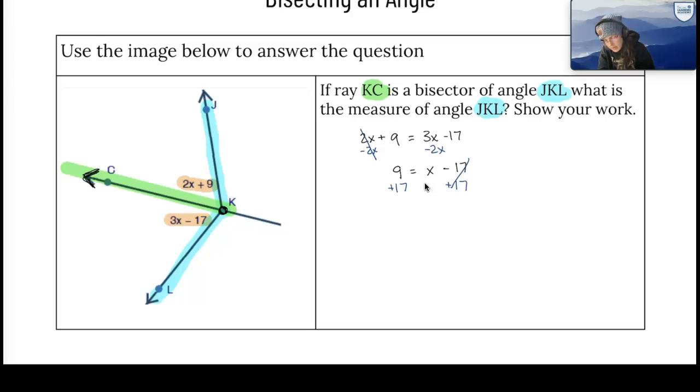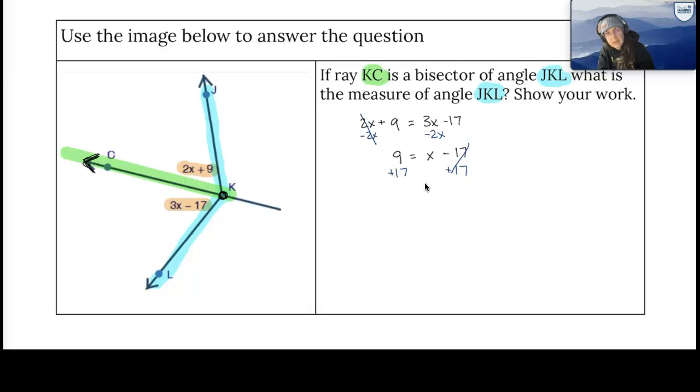So now, what's 9 plus 17? 26. So 26 is equal to x. Boom. That was actually pretty simple, right? We have 26 equal to x. So this is where the kind of complicated part comes in. Are you ready for it?